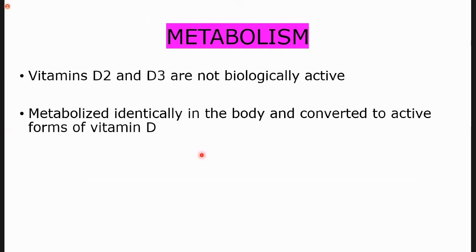Metabolism: D2 and D3 are not biologically active. The only biologically active form of vitamin D is 1,25 dihydroxy cholecalciferol. They are metabolized identically in the body and converted to the active form of vitamin D. So all the types of vitamin D are converted into its active form of vitamin D.